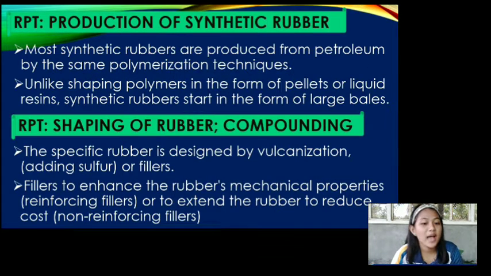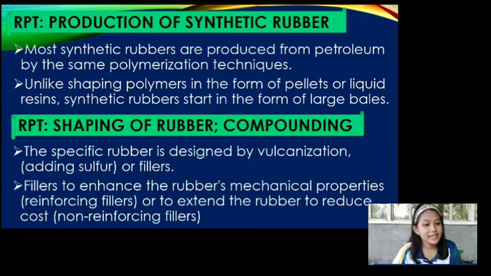So the next one is the RPT production of synthetic rubber. Most synthetic rubbers are produced from petroleum, as I said earlier, by polymerization techniques. Unlike shaping polymers in the form of pellets or liquids resin, synthetic rubber starts in the form of large bales.